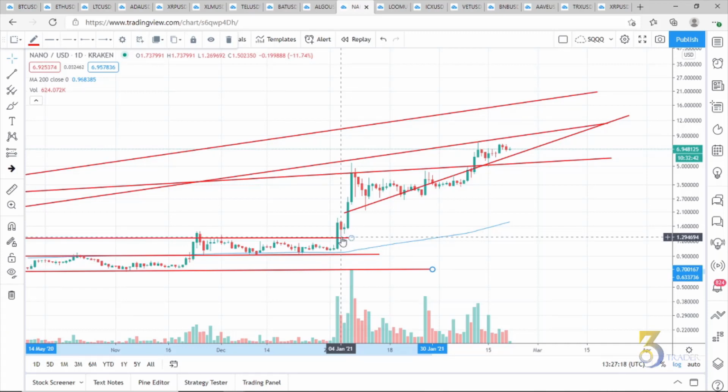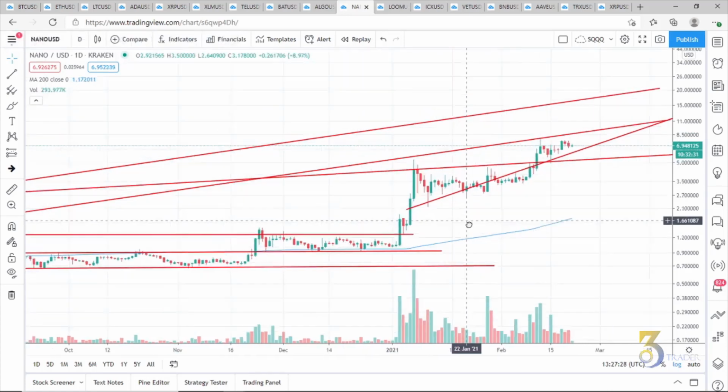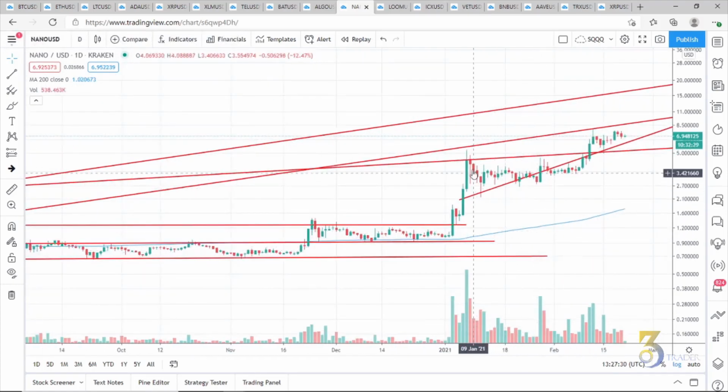Watched it bounce off of this. Look at this beautiful bounce, and then it closed up here. And then somewhere in here, and I'm going to teach you that in a new class, we made our entry. I'm not going to show you on this. I'm going to show you when we actually teach that class. And you would have made bank. Look at the bank you would have made without all this risk.